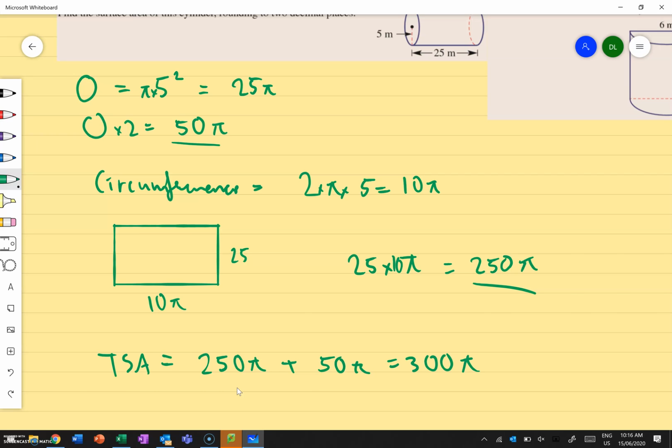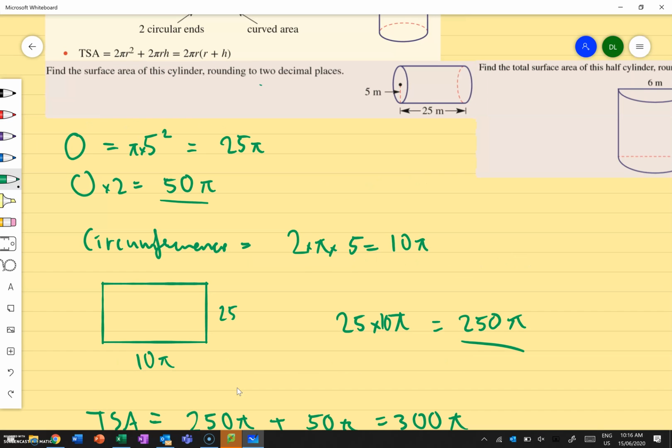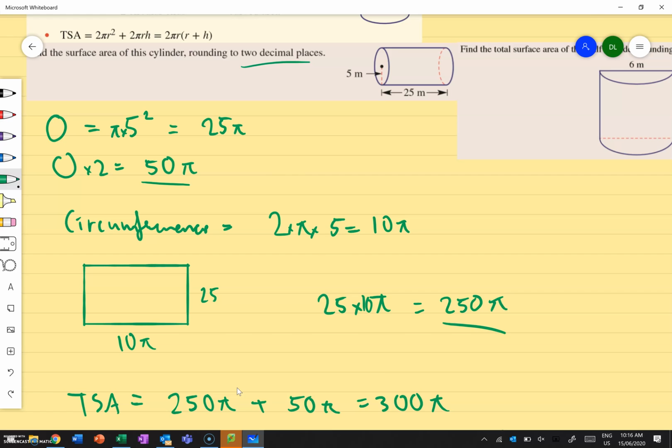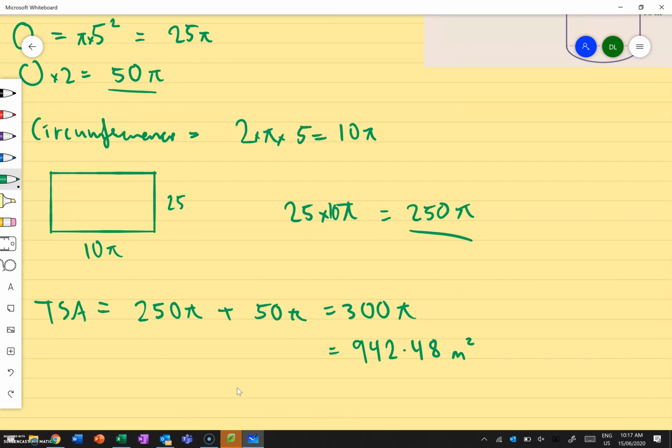Now, the question asks for you to give it in 2 decimal places, which means we actually have to put it in the calculator. So I can just say 300 times pi, which gives me 942.48. And that'd be in meters squared from memory. Yep, meters squared. TS just means total surface area. That's correct.